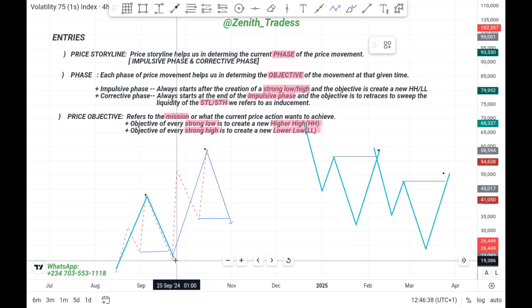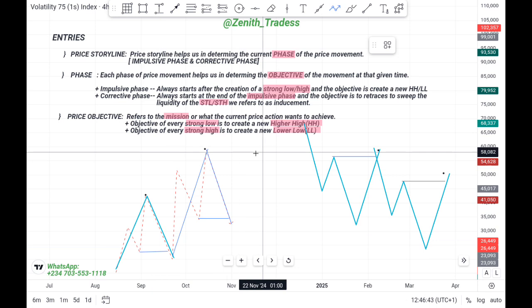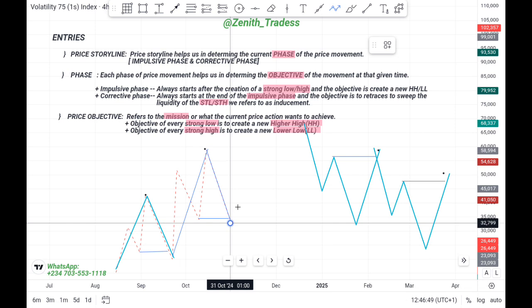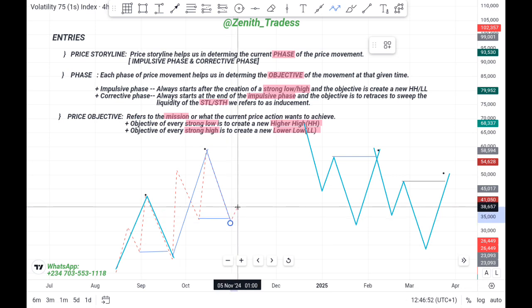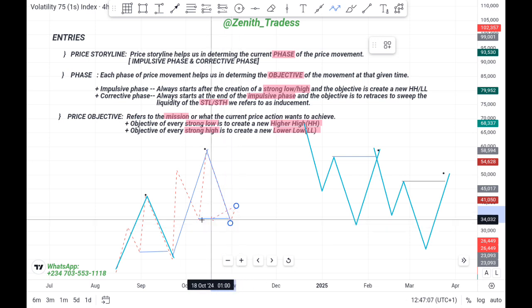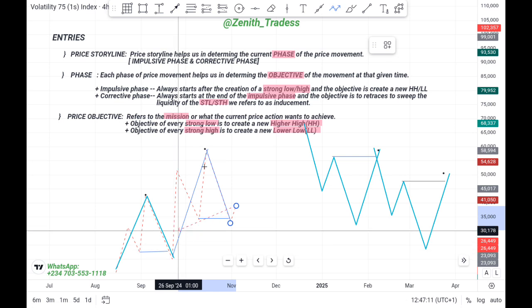Meanwhile, you know this is a strong low and the 4H structure is bullish, and you're following your 4H swing structure. After your M15 has swept this low, you should anticipate a reclaim. What tells you to anticipate a reclaim is because you know the price storyline, you know the phase, and you know the objective. I believe you are following my explanation. Why did you anticipate a reclaim after the sweep of this structural low? Because you know the price storyline, that this is an impulsive move, right?